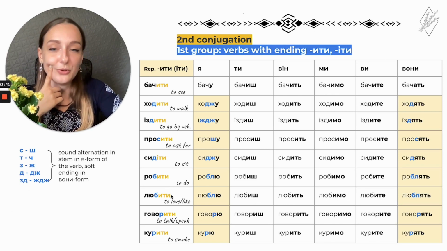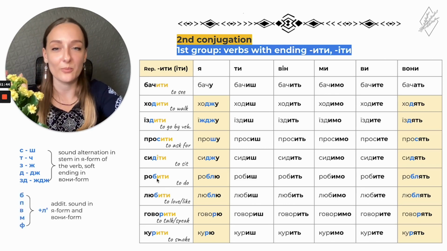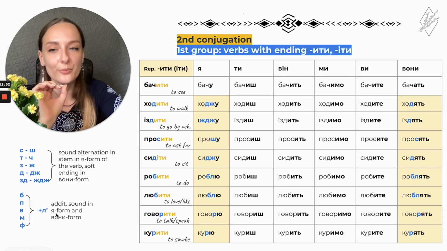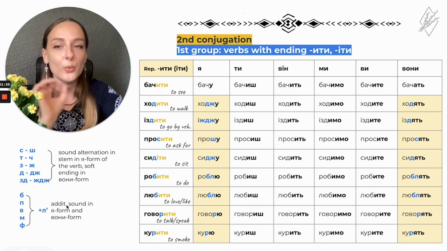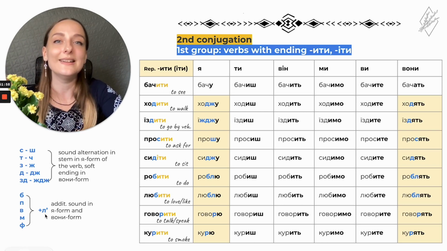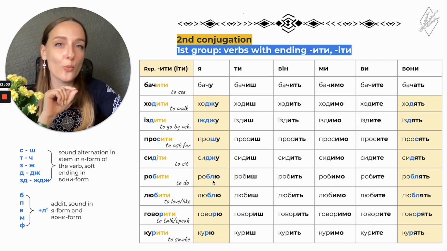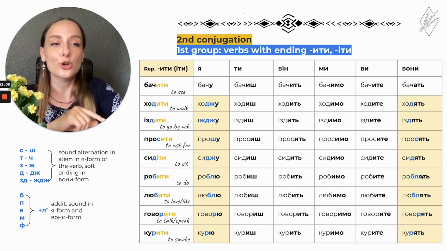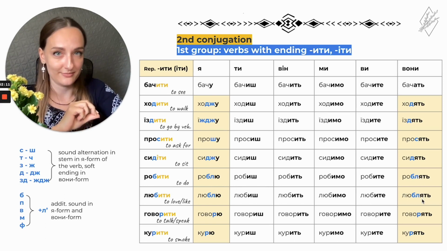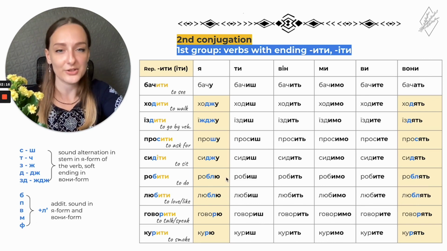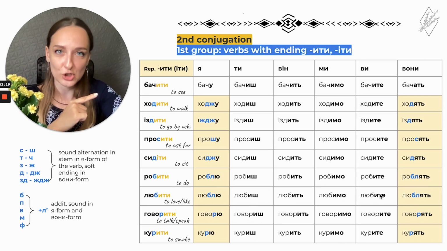Next two verbs will follow the next rule. If your stem will be ended with one of these letters, here we have in both examples letter B, then in ya form and in вони form, we add additional sound L, or letter L. Я роблю, я люблю. Вони роблять, вони люблять. Basically, you already know the verb я люблю. Я роблю follows the same pattern. Other forms do not have additional L.